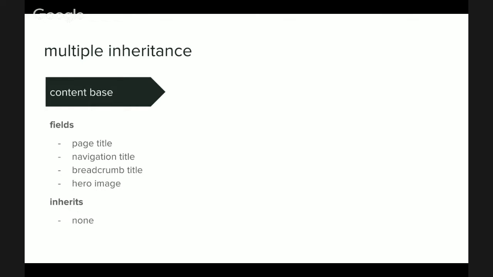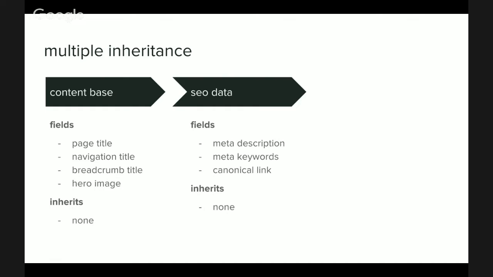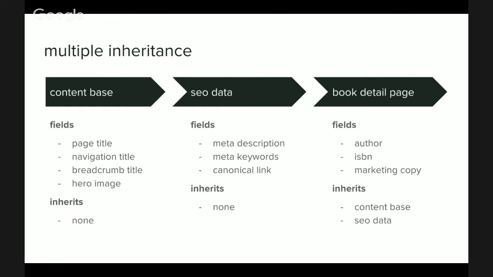What's really nice is, say we're building a site, we can create a template called content base. We're going to add fields on that: a title, the navigation title we're going to display in the navigation, and maybe a hero image, since every page on our site is going to have a hero image. Then we may define another template that contains all of our SEO data, like the meta keywords and the description. You may put the page title in here. A lot of people think the page title belongs with that, and you can do that if you want. Neither of these really inherits from something.